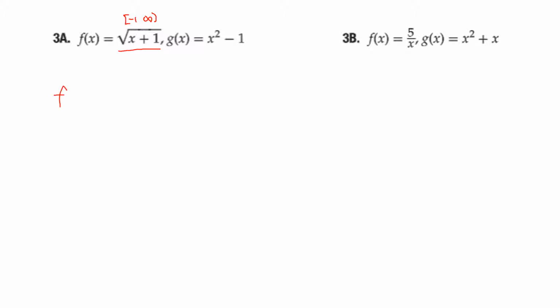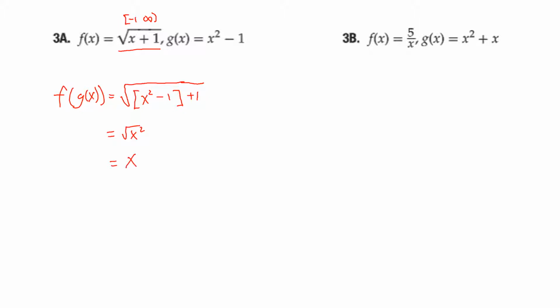F of g of x. That is going to be, f of x is square root, and then I have my box that the x is, plus 1. Okay? And what g of x, what I'm plugging in for x, is x squared minus 1. Now, if I continue simplifying here, I'm going to get the square root of x squared equals x.